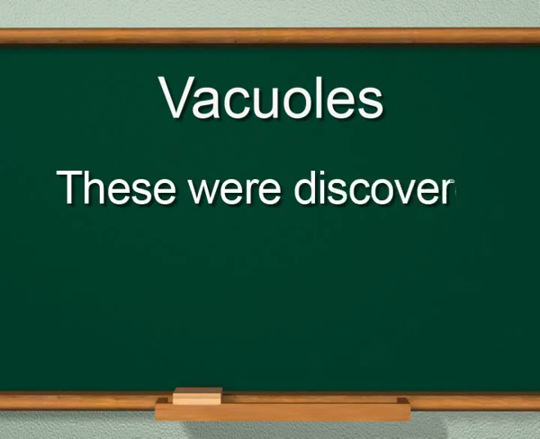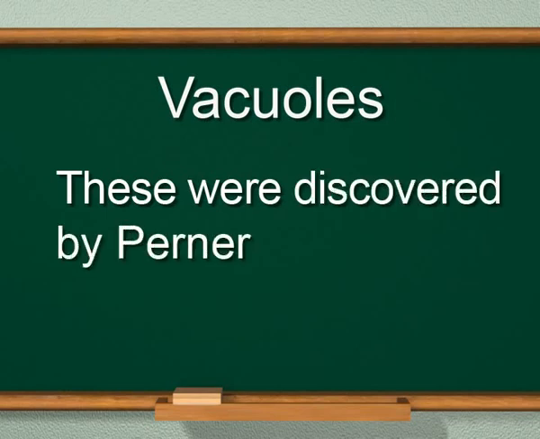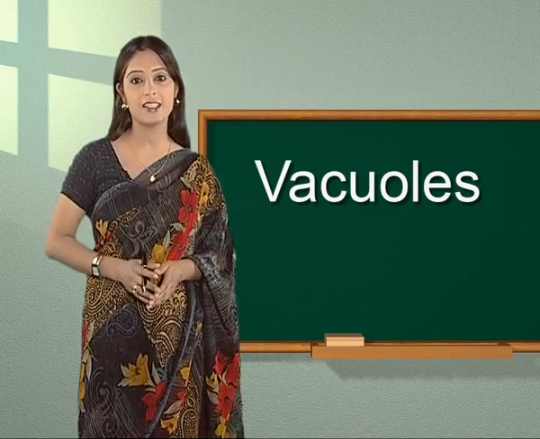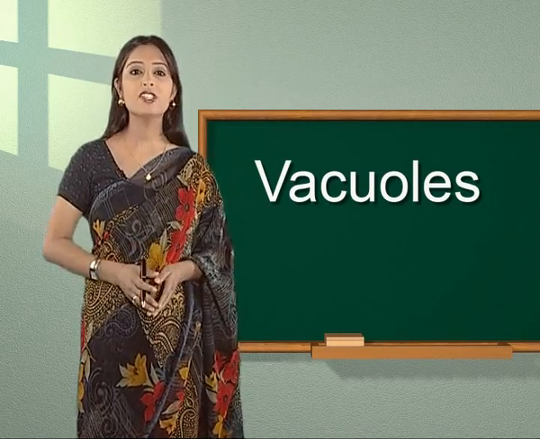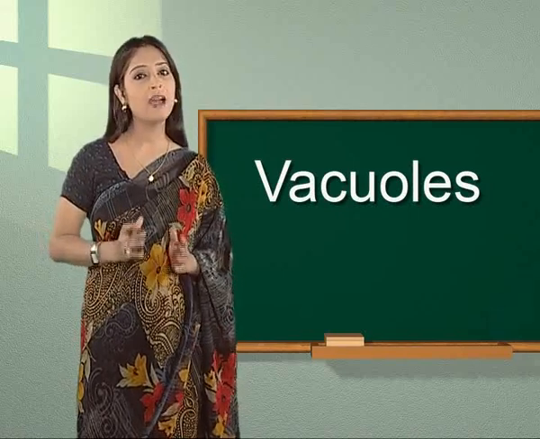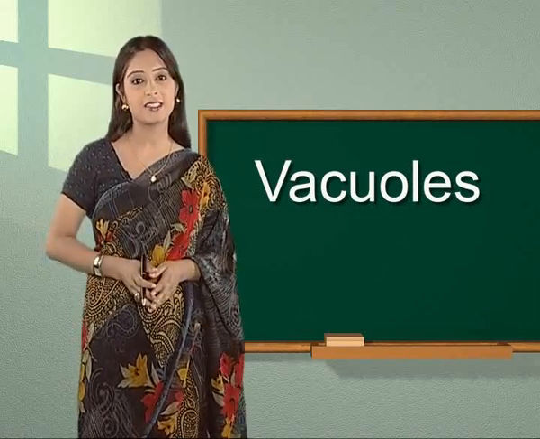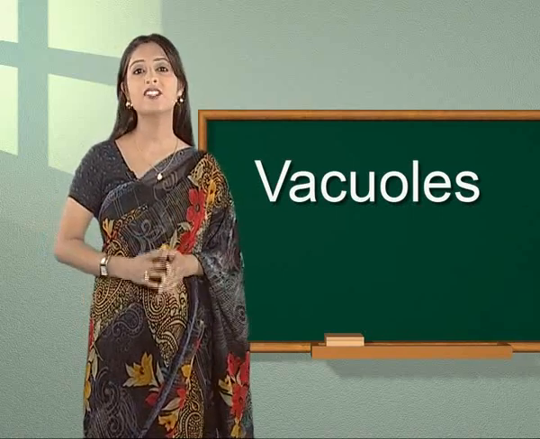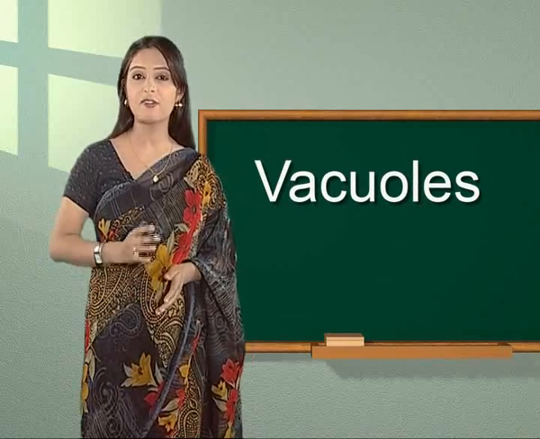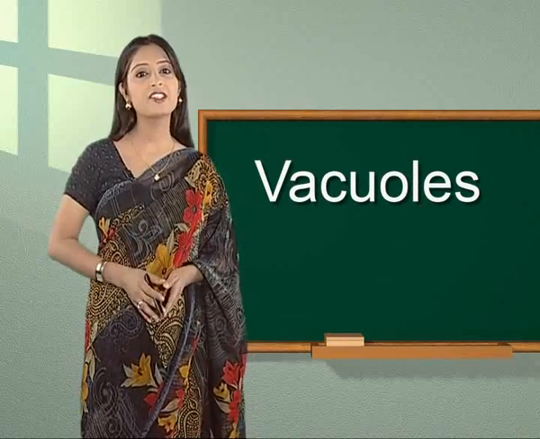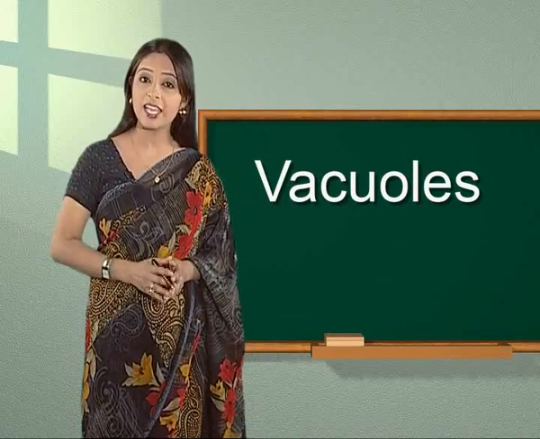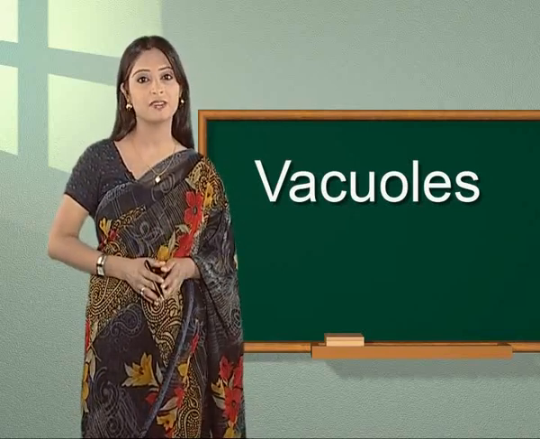These were discovered by Perner. Vacuoles are storage bubbles found in cells. They are found in both animal and plant cells, but are much larger in plant cells. Vacuoles might store food or any nutrient a cell needs to survive. They can even store waste products, so the rest of the cell is protected from contamination.